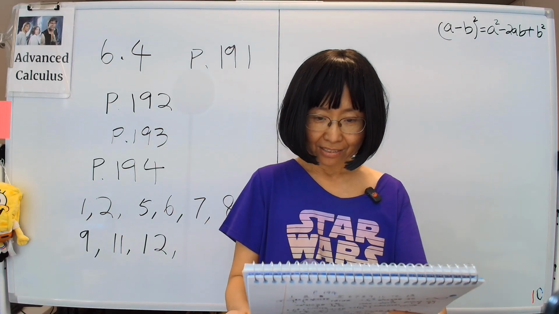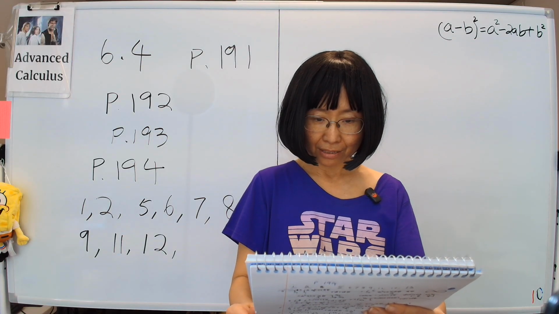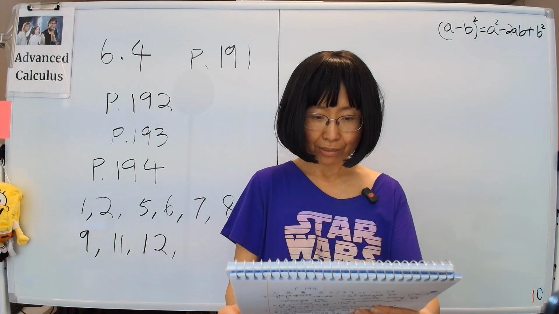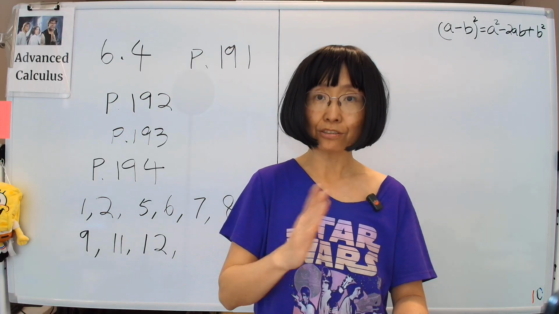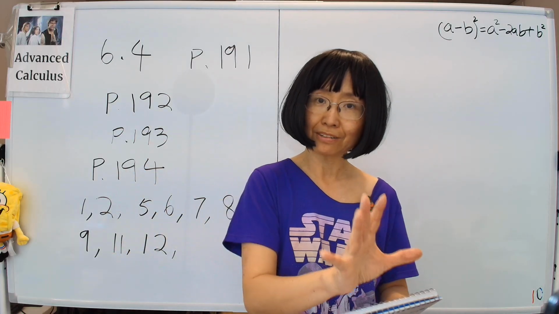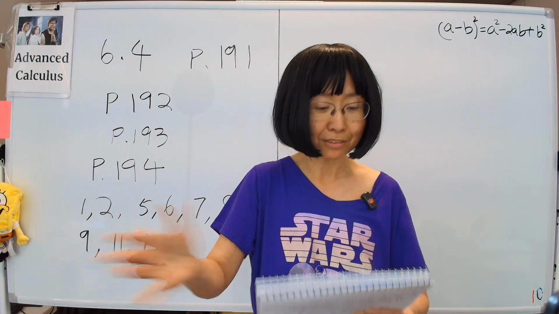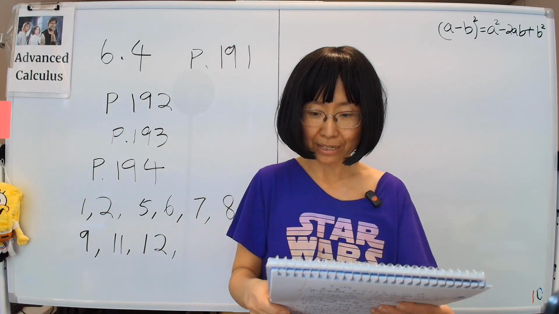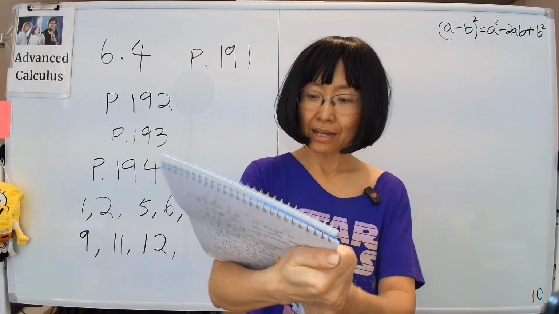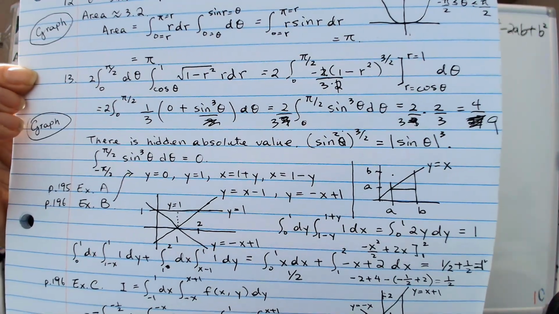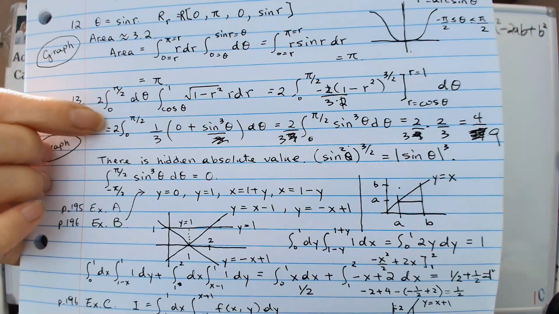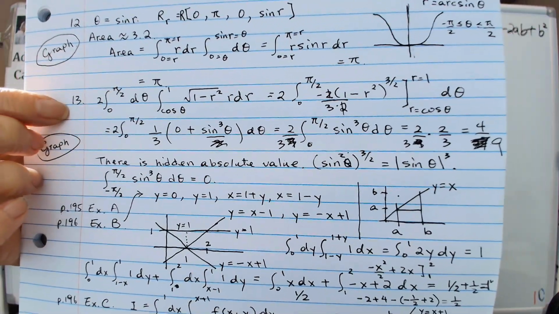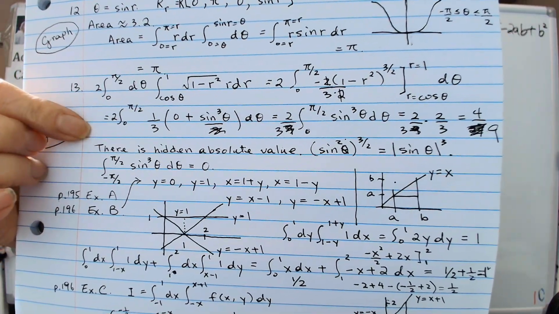So what I did is just split the function into two parts, the positive part and the negative part, knowing that they should come out the same. That way I don't have to worry about the thing turning negative on me. And so that's what I did. Here's problem 13. I plugged it in like it says, but I only went from 0 to pi over 2. And then I came out with some answer.